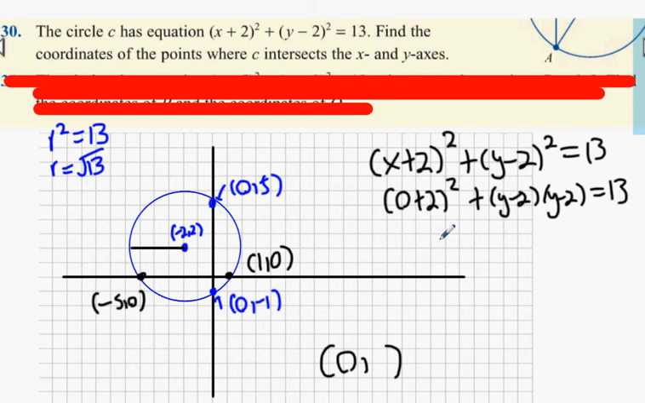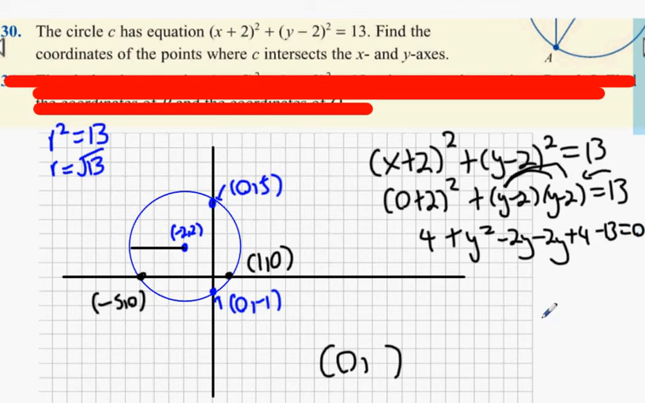So multiply it out. 2 squared is, anybody? 4. Y by y is y squared. Y by minus 2 is minus 2y. Minus 2 by y is minus 2y. Minus 2 by minus 2 is 4. Bring the 13 over. What happens next then? Y squared minus 4y. And then, what's 4 plus 4 minus 13? Sorry, excuse me, 4 plus 4 minus 13 is minus 5.